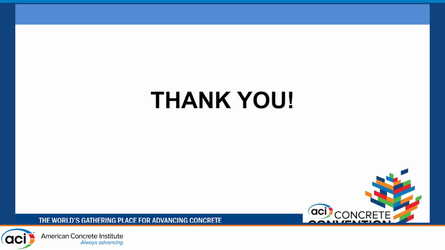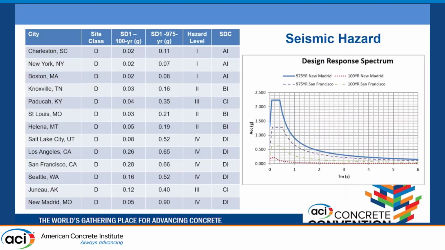Yes. Can you please go back to the table of SD1 columns, depending on the return period? So the question is, how do we get the SD1, the 1 second spectral acceleration for the 100-year value? Or 975. How do we get the 1,000-year? These came straight from USGS for the site class and the latitude, longitude of those sites. So this is from the U.S. Geological Survey. So what you are saying is that the 975-year values are almost 5 times or 3 times what we have for the 100-year period, right? That's right.